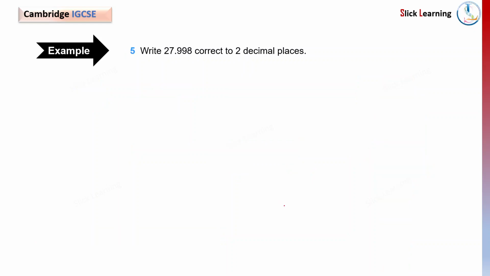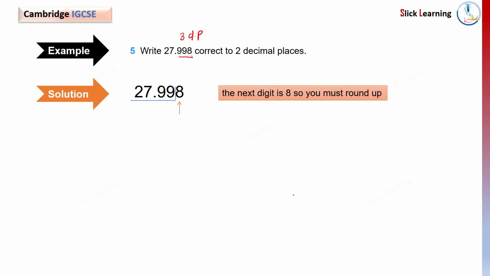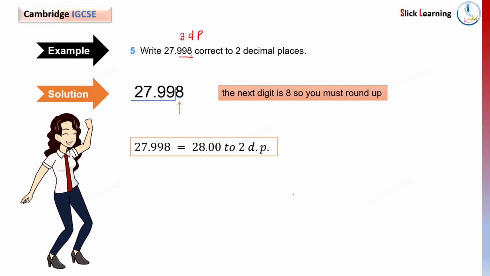Okay, let's move on. Here again you have to give the answer up to 2 decimal places, but your question is only up to 3 decimal places. So let's try to round it. So here we have counted up to 27.99 and just after 9, the digit is more than 5. So we are going to increase 9 by 1. So after rounding it, you are getting 28.00. You must include here 28.00 because we need the answer up to 2 decimal places.